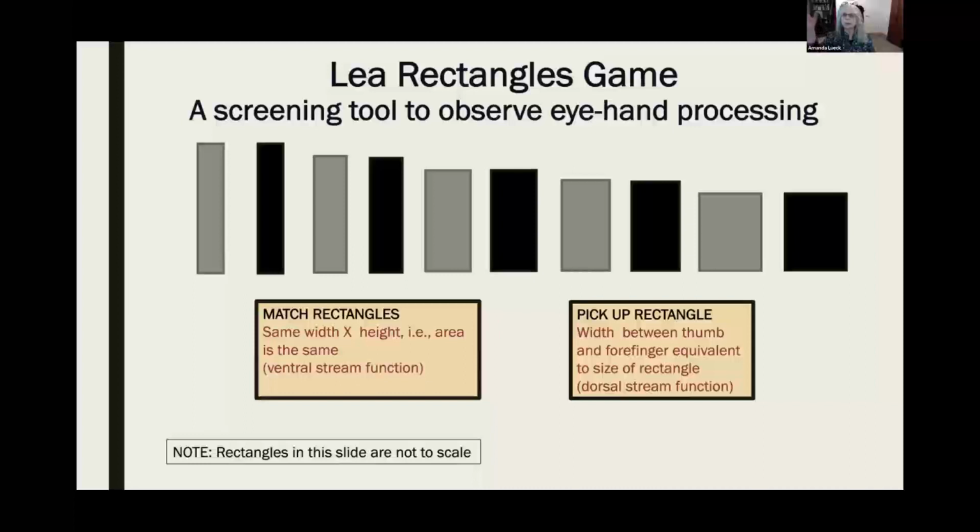When you pick something up, your hand conforms to the shape of the object. Let me give you an example. I have a little clock here, and I'm going to go pick it up, and my hand, you saw, stretched way out to pick up this clock. And for children with CVI who have dorsal stream dysfunction, the width of the thumb and the forefinger may not conform to the size of the rectangle. And that tells you a little bit about eye-hand processing.